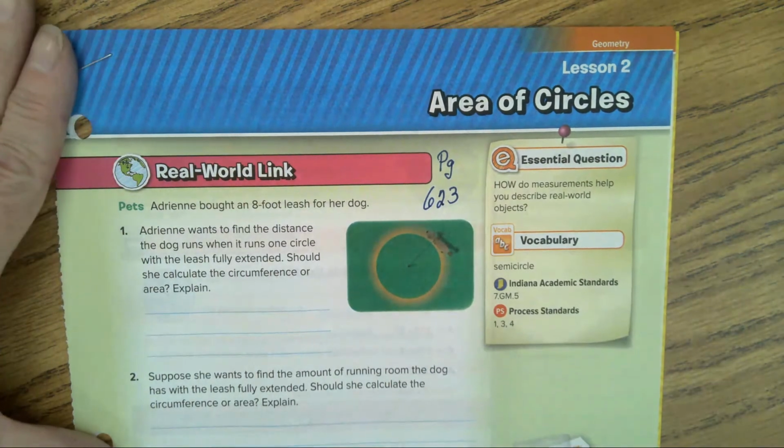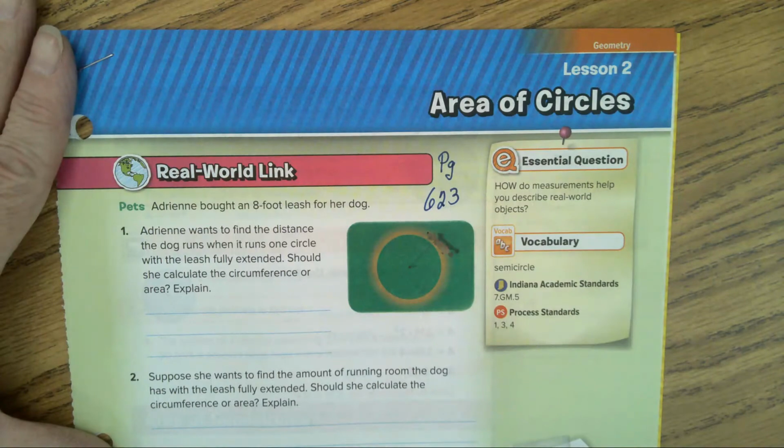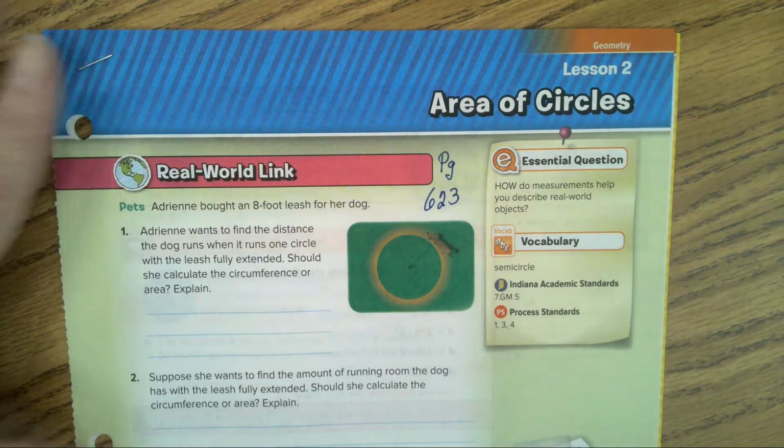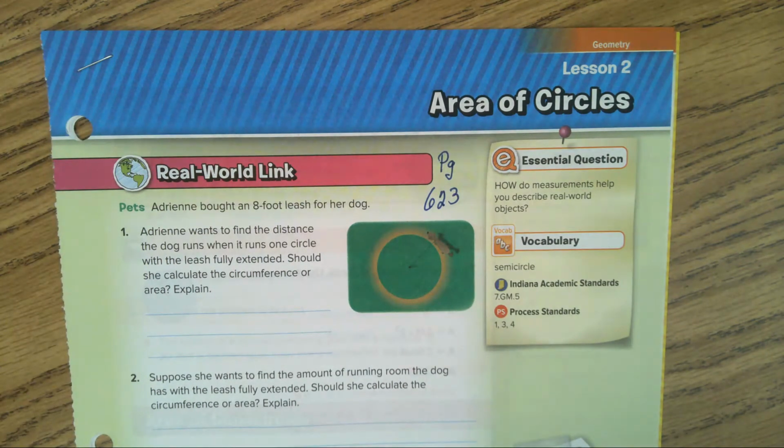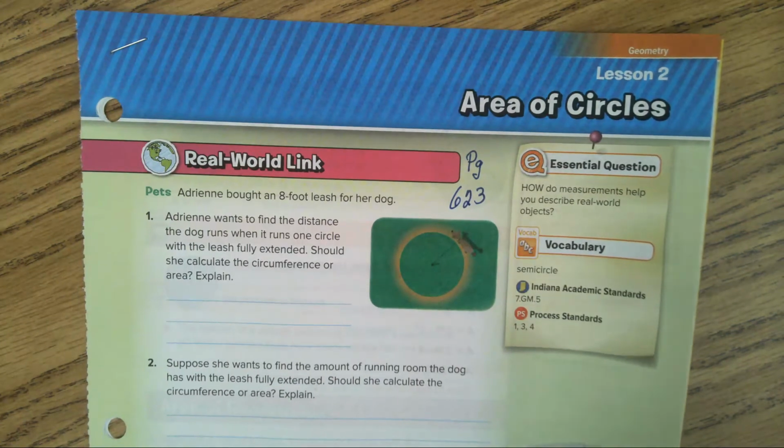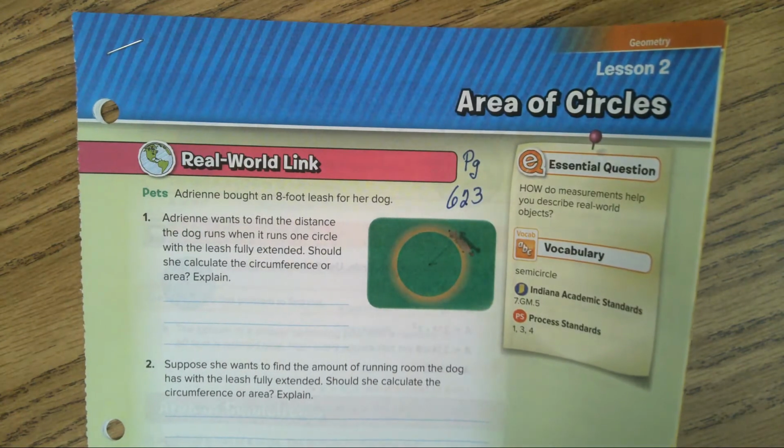Area of circles. This is chapter 8, lesson 2, area of circles. We're not going to actually do page 623. We're going to go straight on into the formula on page 624.